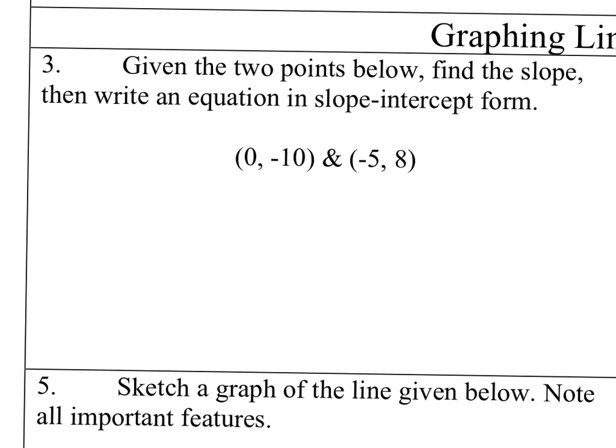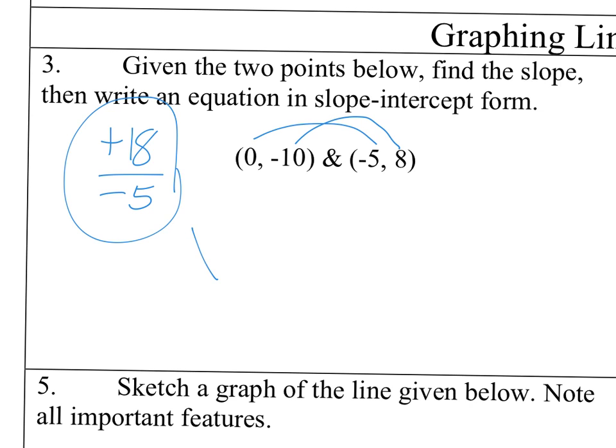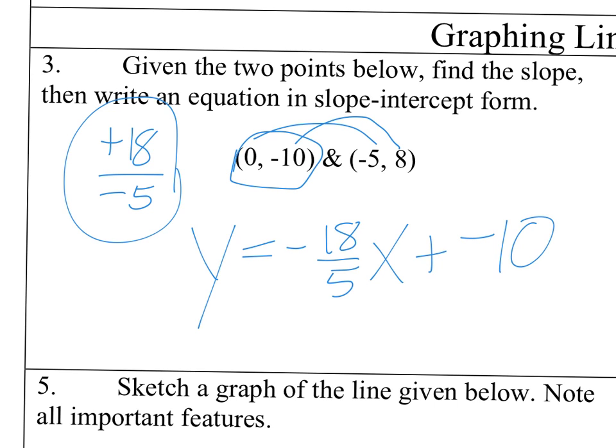For our next one, we have to find the slope-intercept form of a line. First, we've got to find the slope. From negative 10 to 8 is plus 18. And from 0 to negative 5 is negative 5. My slope is negative 18 over 5. My y-intercept is given to us, 0, negative 10. So y equals negative 18 over 5 x plus negative 10, or minus 10.